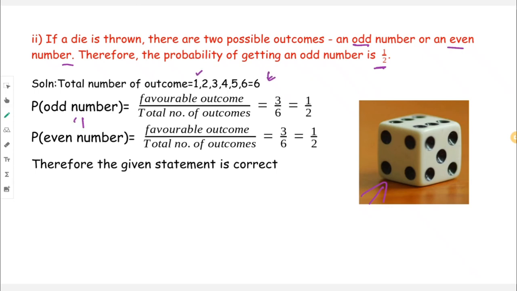Now let's see the probability of getting an odd number. How many odd numbers are there? 1, 3, and 5. That means my favorable outcome is 3. So favorable outcomes 3, total number of outcomes 6. 3 by 6, I'm getting half. Which means for the first part it is correct. They said half.